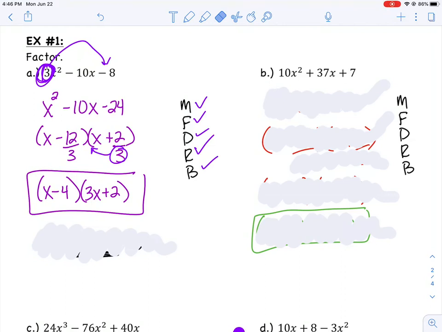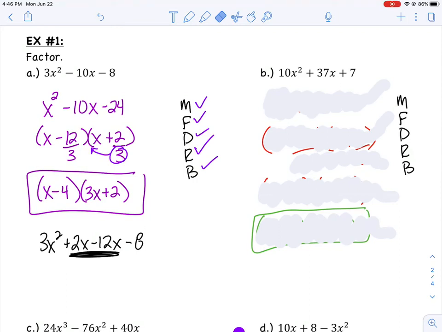If you're not sure, you can always FOIL out, double check, and make sure you get the same thing that you started with. You should. But the 2 factors you should end up with are an x minus 4 and a 3x plus 2. Remember, it doesn't matter the order that you have those in, as long as you make sure that they look exactly like mine with the same signs.